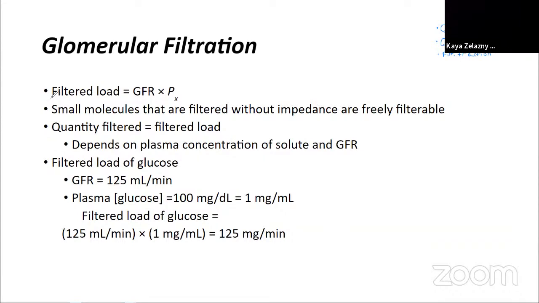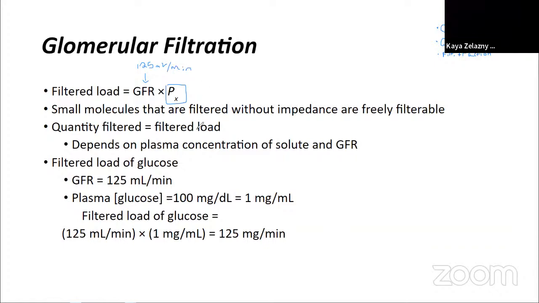So for filtered load, we're no longer thinking about the fluid itself. Now we're thinking about the stuff dissolved in the plasma. So usually we're thinking about glucose, which is very relevant clinically, like in your diabetic patients potentially. So all we're doing here is multiplying our glomerular filtration rate, the amount of fluid getting filtered into the nephron, so that was our 125 milliliters, which is 20% of that total blood flow, per minute.